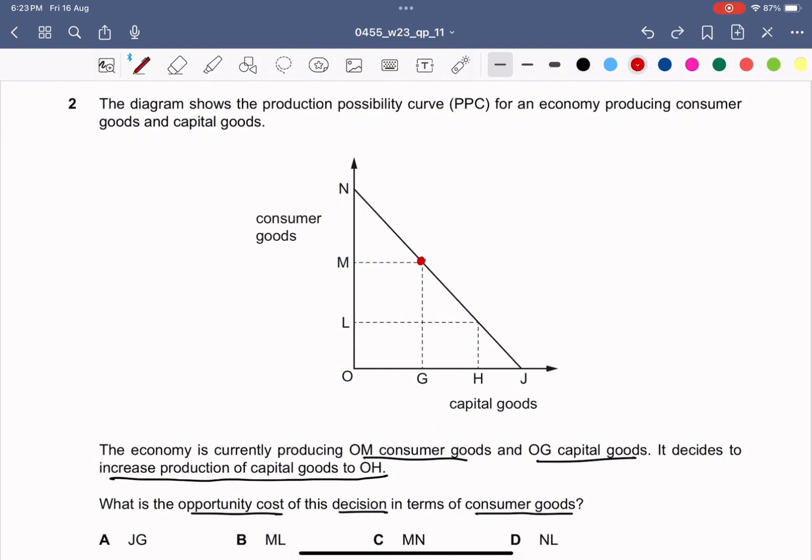Currently, the economy is at the red point here. By moving capital goods to OH, we need to sacrifice ML, which is at this green point. So the red box is the original one, and the green point is where we move to OH. So where is the opportunity cost? Which is ML. Yeah, this part. So B is the answer.